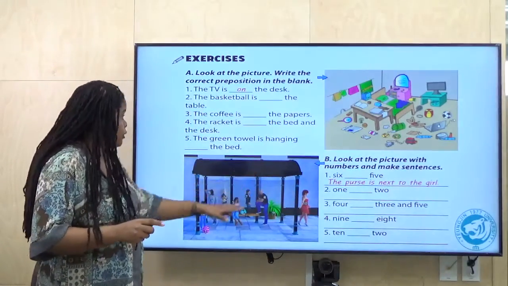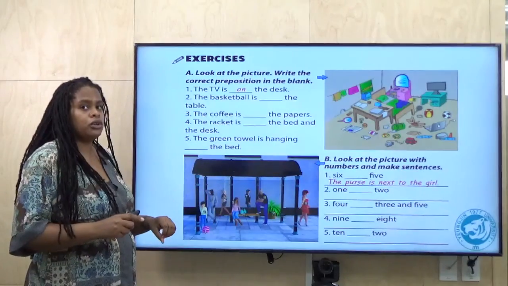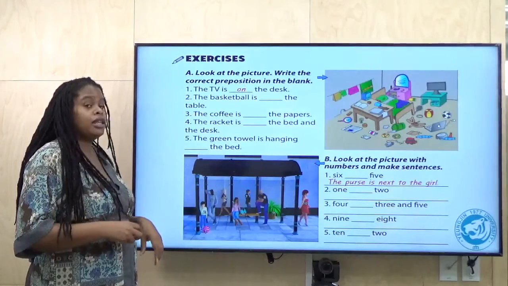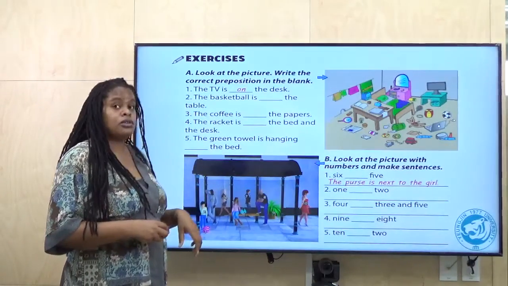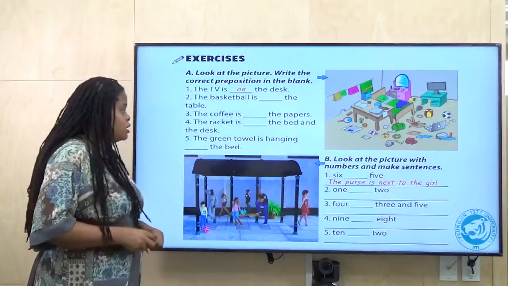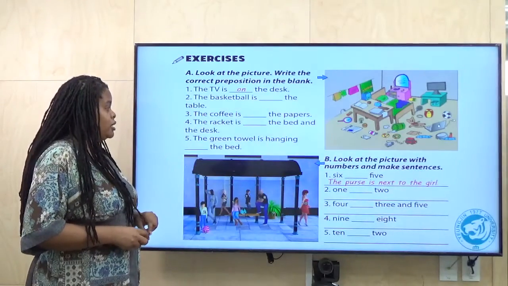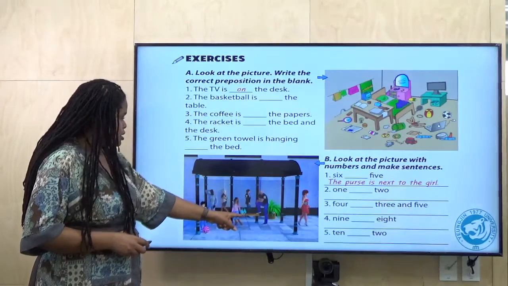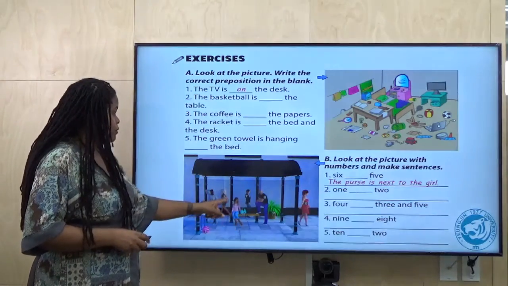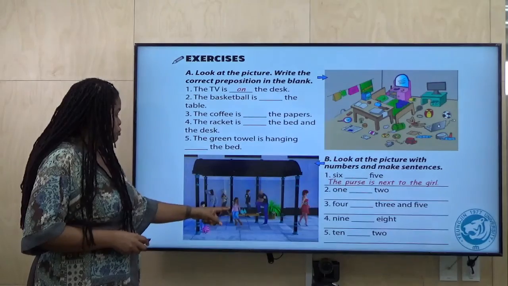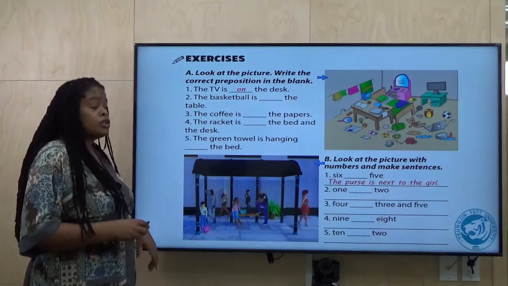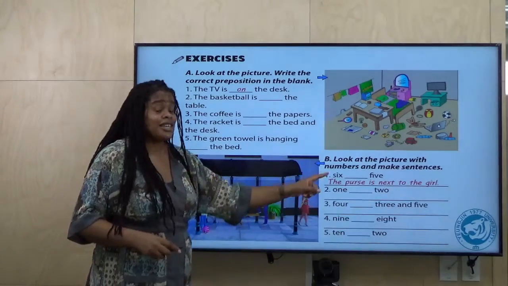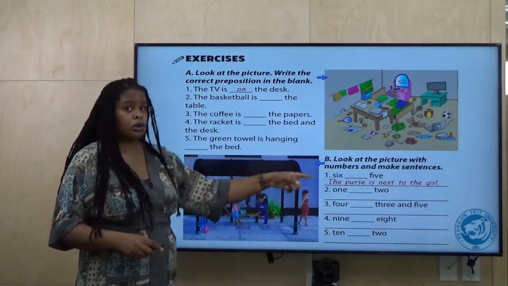Step 1. Find the number in the picture. Step 2, what are those numbers? And then step 3, based on those numbers, write your sentence. So sentence 1 has the numbers 6 and 5. 6 is this blue purse here, and 5 is the girl here in the pink and blue shirt. So the sentence they wrote is, the purse is next to the girl.